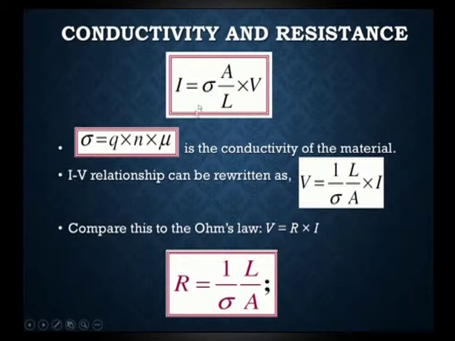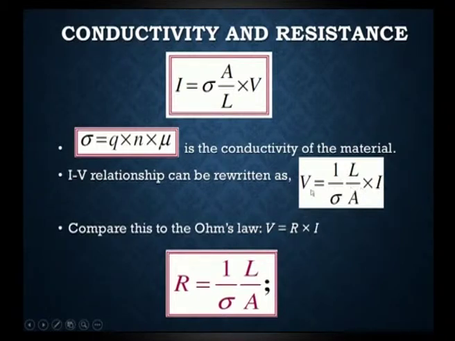So δ can be written as QNμ, where δ is the conductivity of the material, which we already know, and μ is the mobility. The IV relation can be rewritten as V = (1/δ)(L/A) I.